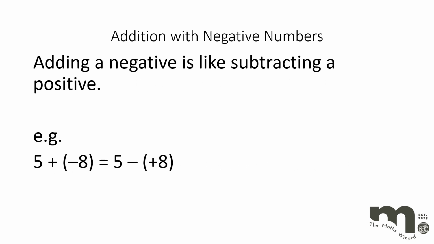So adding a negative is like subtracting a positive. So if we look at this example here, we've got 5, add minus 8. So what that means is you're adding a negative number to a positive. Now, when you add a negative number to a positive, it's the same as subtracting a positive number. So doing 5 take away positive 8 is the same as doing 5 add minus 8. So you'll get on both of those examples minus 3.